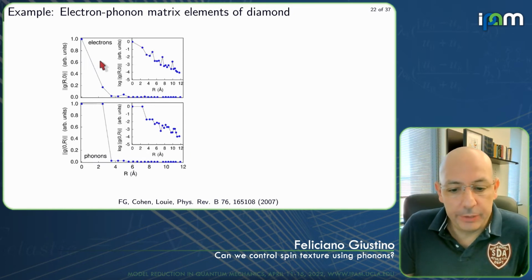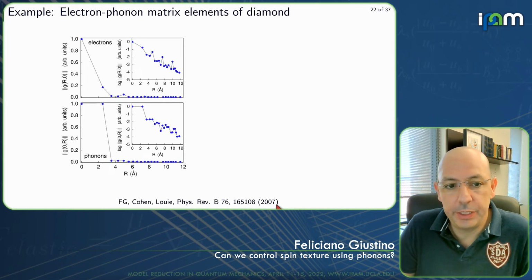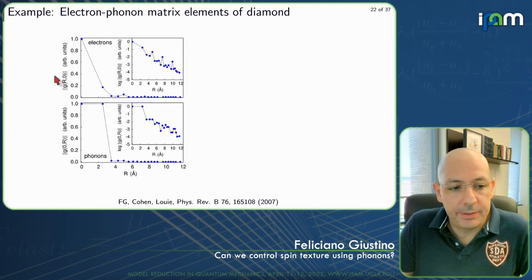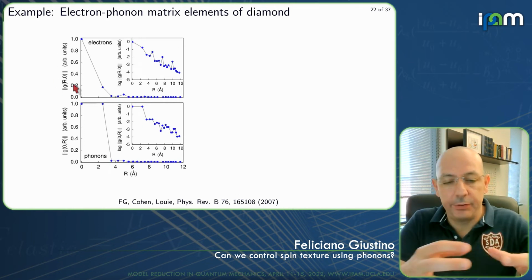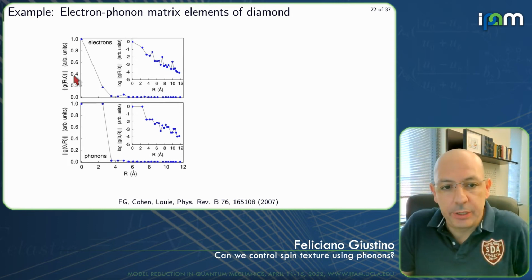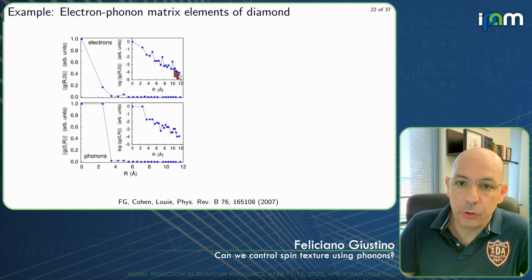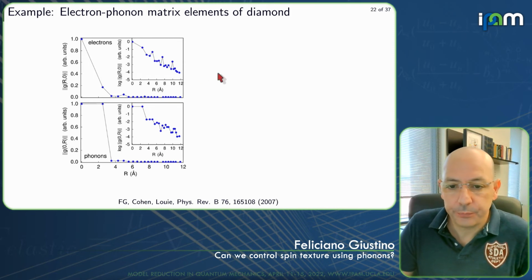This actually is an example that I calculated 15 years ago. So this was the very first calculation we did in this area. And that's basically the size of the matrix element as the two Wannier functions at the two ends get farther away from each other. And you can see in this log plot that essentially the decay is exponential. And this is a consequence of the exponential localization of wave functions.